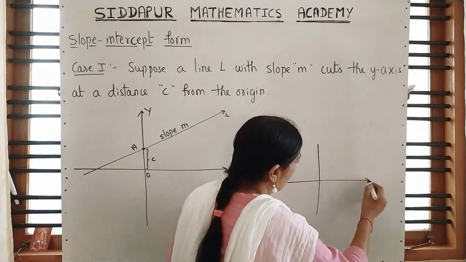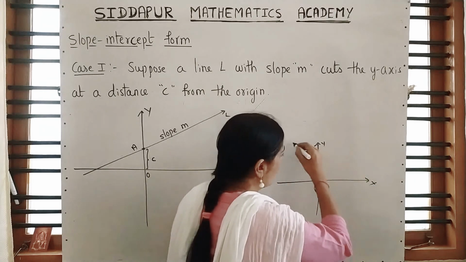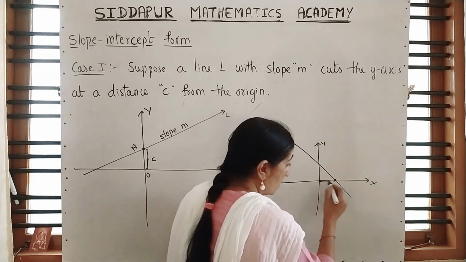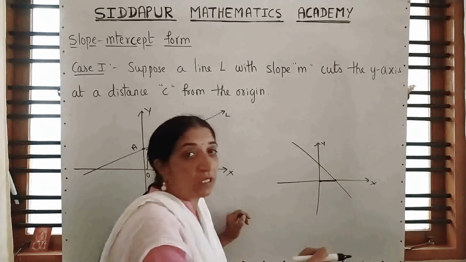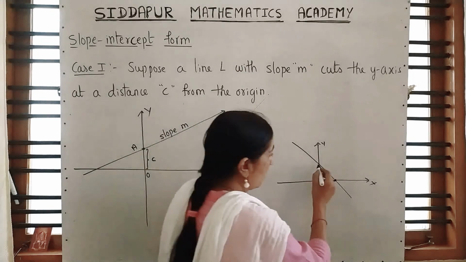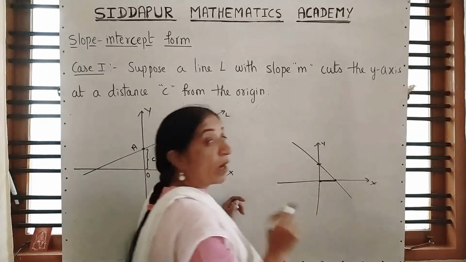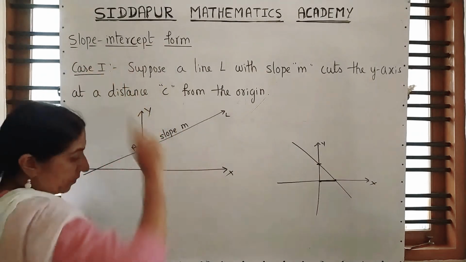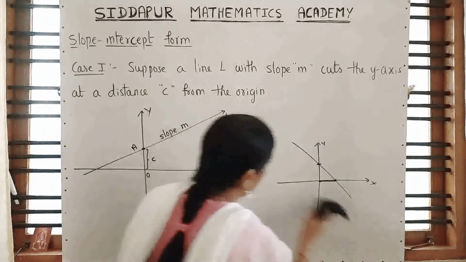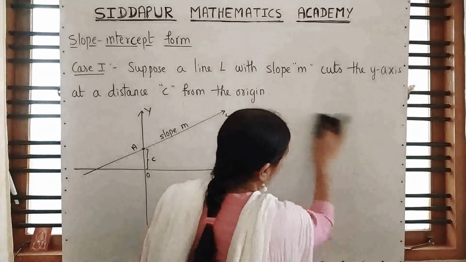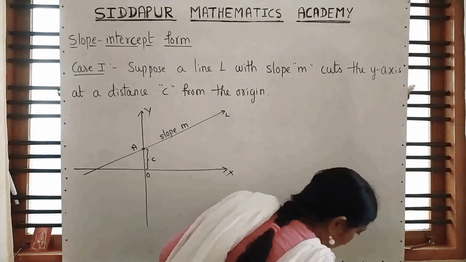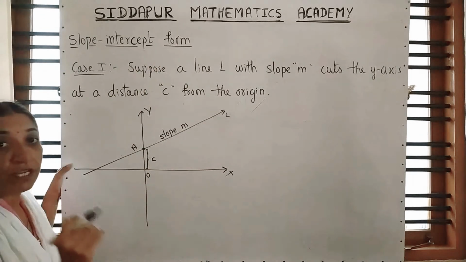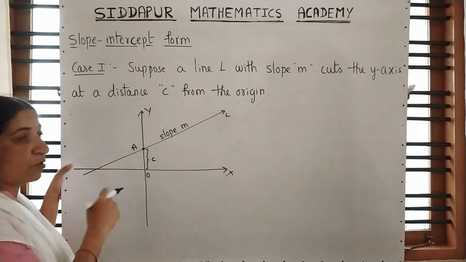This is y-axis, this is x-axis. Suppose if you draw the line like this, the line cuts the x-axis at this distance. This distance where it cuts the x-axis is called x-intercept, and where it cuts the y-axis is called y-intercept. So now coming to this slope intercept form, that means one slope and one intercept is given. So the equation is what? Intercept you are already familiar with, where the line cuts either x-axis or y-axis.